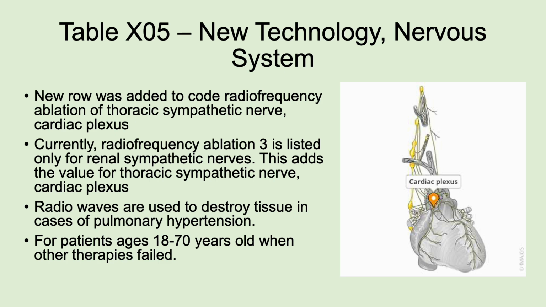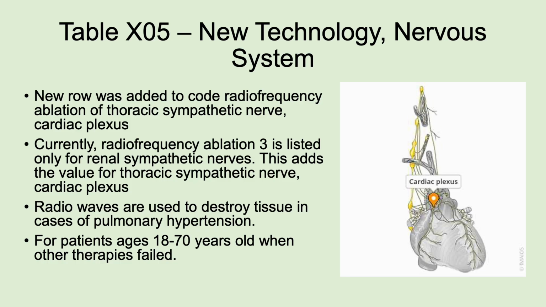As always, many changes were made to the new technology section. First, let's look at the changes to the nervous system. A new row was added to code radiofrequency ablation of thoracic sympathetic nerve cardiac plexus. And you can see in the picture where the cardiac plexus is. It's a collection of nerves, right?